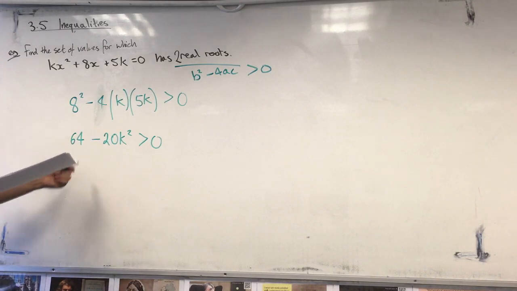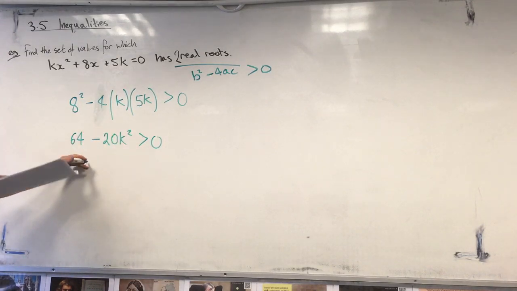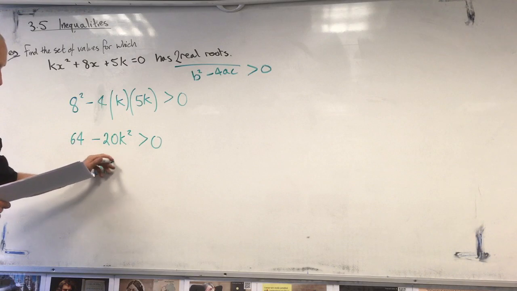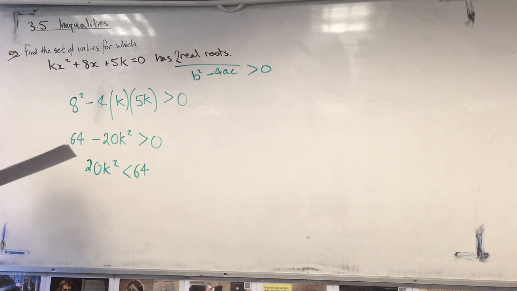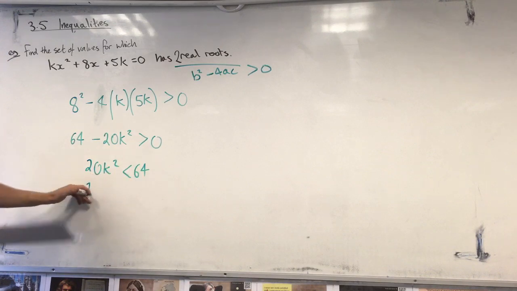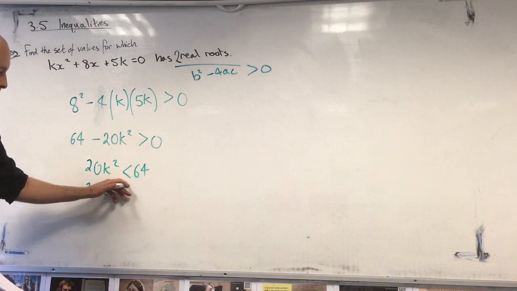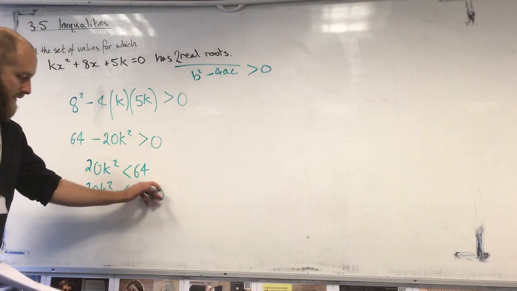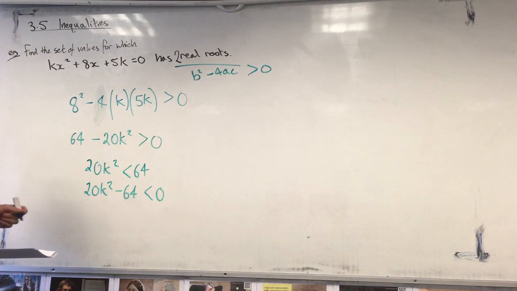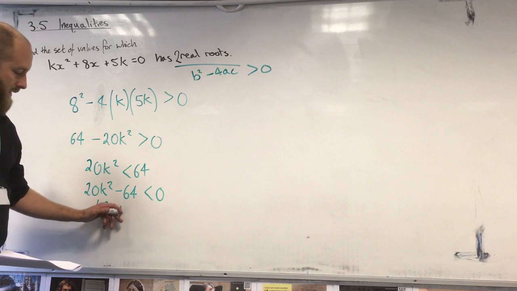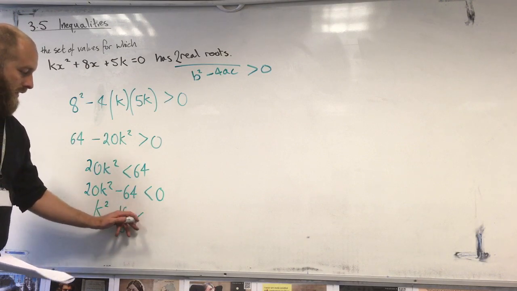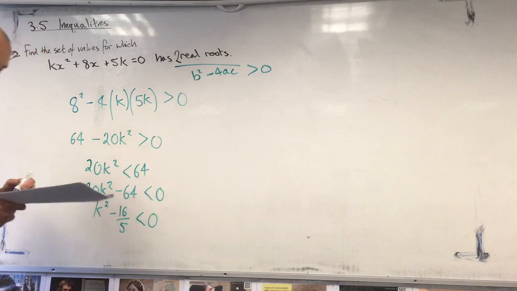So I can rearrange this and add that to each side. So we're going to get 20k squared is less than 64. And I can now take it all to one side. So 20k squared minus 64 is less than 0. Divide through to get k squared minus 16 over 5 is less than 0.